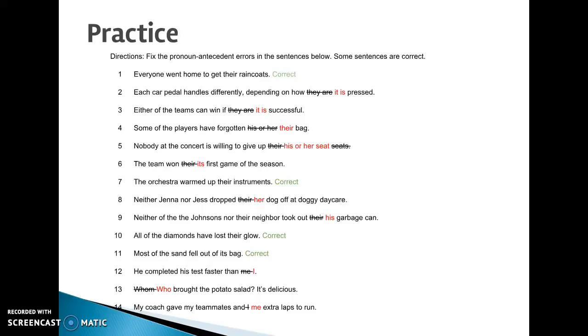Neither Jenna nor Jess dropped her dog off. Now we are assuming that Jess identifies as female, so we can use the female pronoun her. Remember, nor separates, and we default to the one closest to the pronoun, which is Jess there.